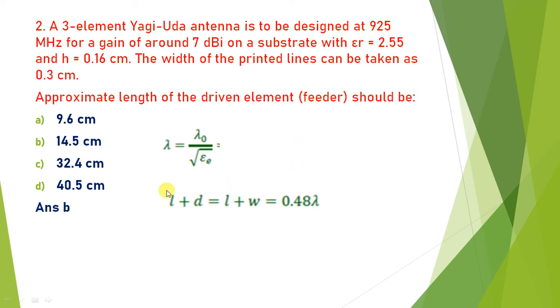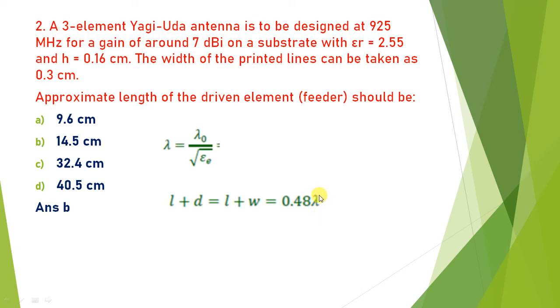This is the equation for finding the length of the driven element: L plus D, that is L plus W, is equal to 0.48 lambda, where D is the diameter, or we can say the width, both are the same. L is the length of the feeder element. This feeder element is generally a dipole element, so this is the equation of a dipole antenna. Length plus width, or the diameter, is equal to 0.48 lambda. The length you have to find, the width is given to you, that is 0.3 centimeter. Lambda is not given, so you have to find out the lambda.